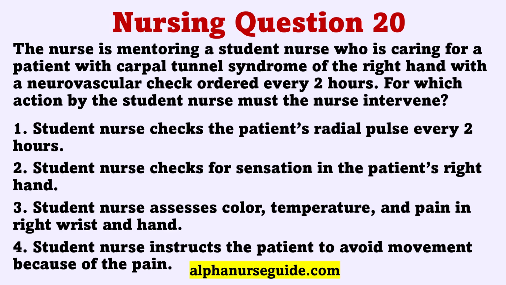The correct answer is 4. Student nurse instructs the patient to avoid movement because of the pain. Rationale. Performing complete neurovascular assessment includes palpation of pulses in the extremities below the level of injury and assessment of sensation, movement, color, temperature, and pain in the injured part. If pulses are not palpable, use of a Doppler helps find pulses in the extremities. After surgery, the patient should be given pain medication and encouraged to move the fingers frequently. Some hand movements, such as lifting heavy objects, may be restricted for 4 to 6 weeks after surgery.